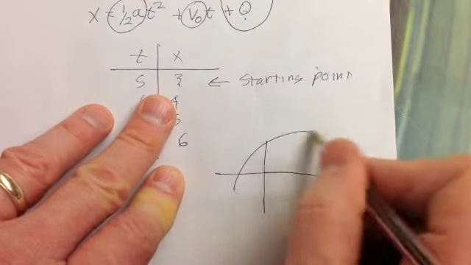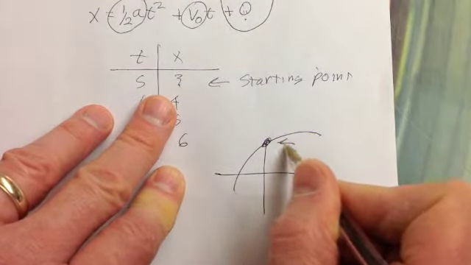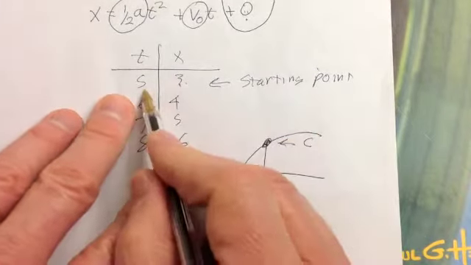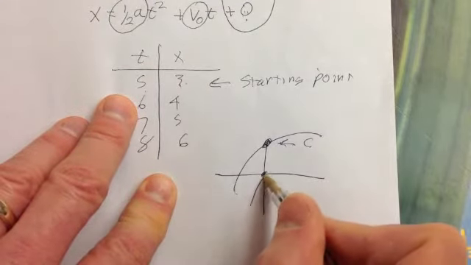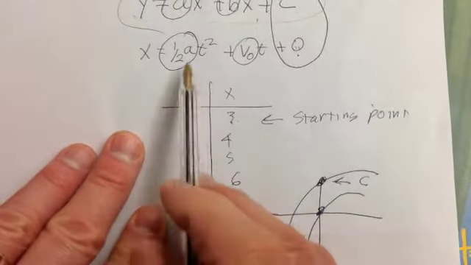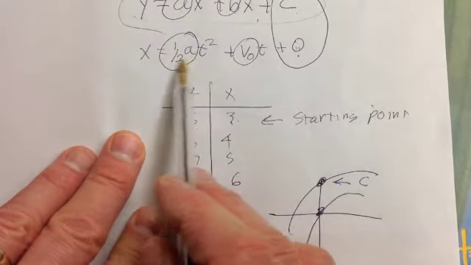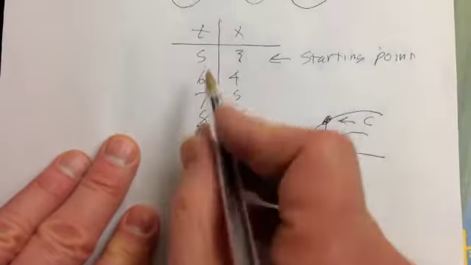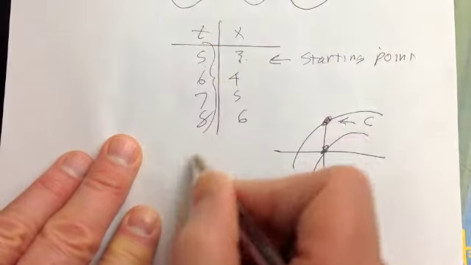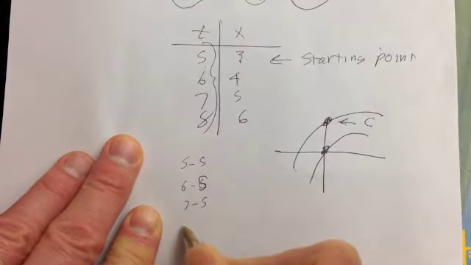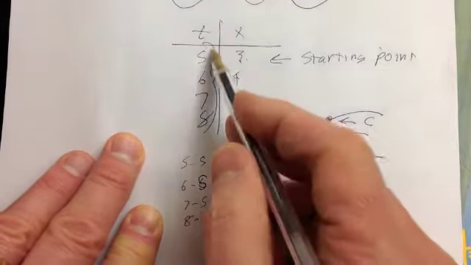Because if you think of it in terms of a graph, this is your C value. So all I need to do is make the x 0 and start counting my time at 0, and that will make my graph go through the origin. Then the coefficients in front of my x squared and my x from the calculator will have special meaning. So all I have to do is subtract 5 from all of these: 5 minus 5, 6 minus 5, 7 minus 5, and 8 minus 5. So I would get 0, 1, 2, 3.